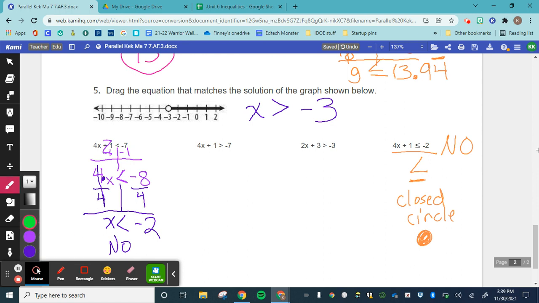So now I look at the second one, 4x plus 1. This one is almost exactly the same as this, but I see the inequality sign is backwards. So instead of less than, this one is greater than. So it'll really be the same steps. I will subtract 1 from both sides. +1 and -1 must still be a zero. So I'll have 4x is greater than -8.